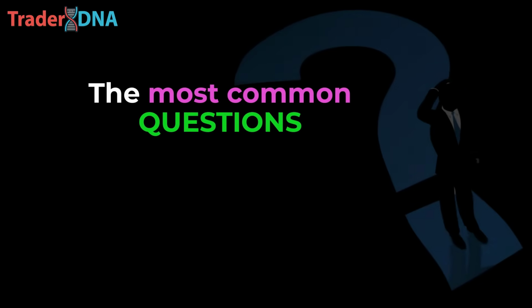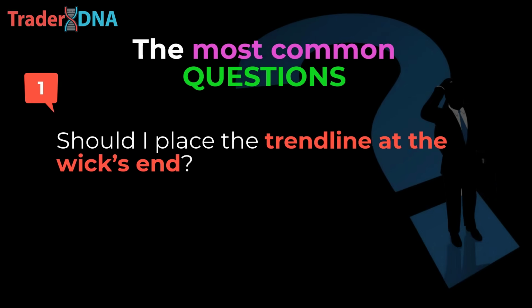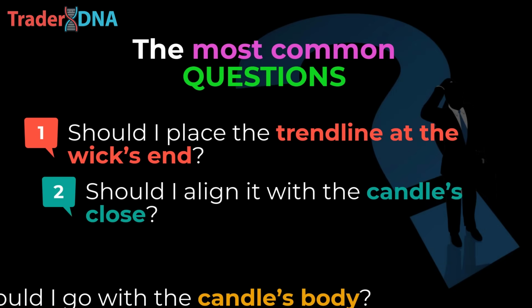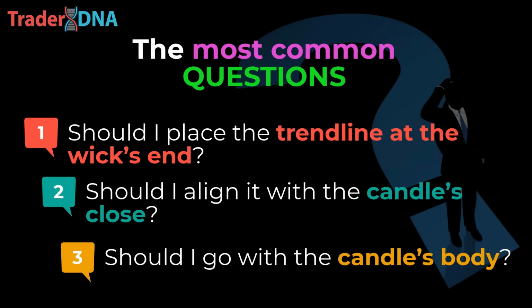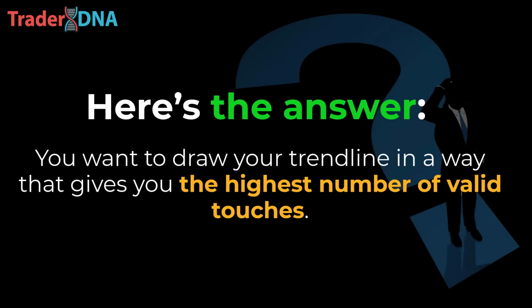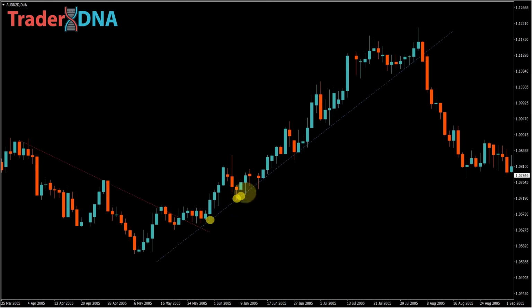One of the most common questions I get from beginner traders when it comes to drawing trend lines is this: should I place the trend line at the wick's end? Should I align it with the candle's close? Or should I go with the candle's body? It's a great question and an important one, but here's the answer. You want to draw your trend line in a way that gives you the highest number of valid touches. That's it. That's the key. The more price points your trend line connects with, the more reliable it becomes.